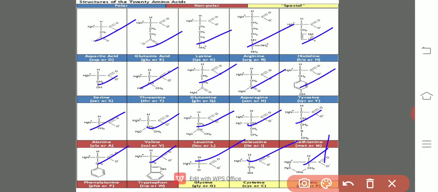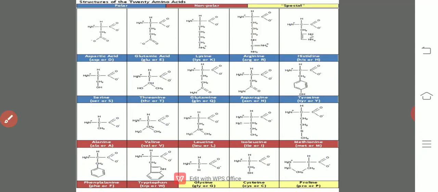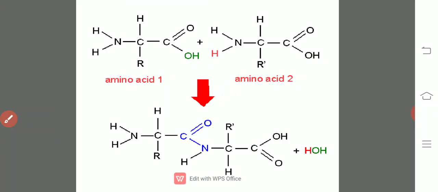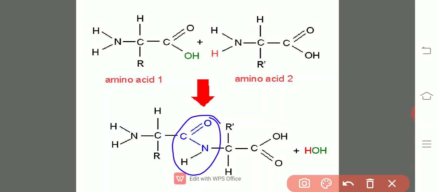These are the building blocks of the proteins. Amino acids are the building blocks of the proteins. And how they build a protein is, two adjacent amino acids bind with each other by removing a water molecule, and they form a CO-NH bond, that is a peptide bond. It combines two amino acids together. How it will form, let us see.